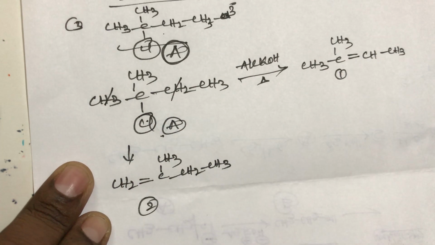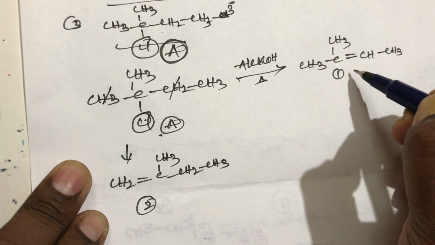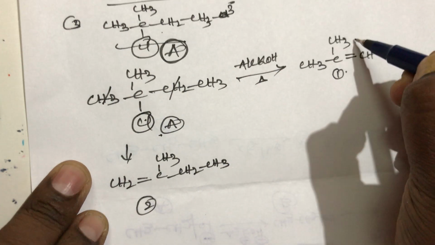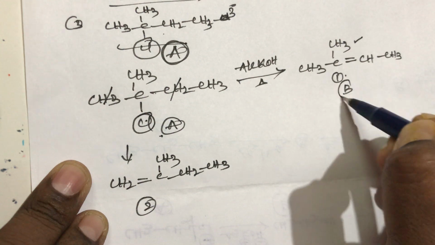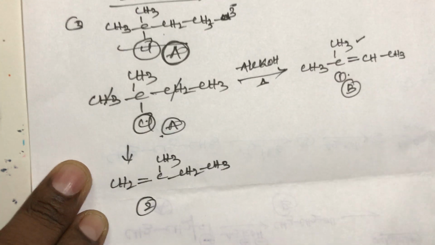Out of these 2, which one is the major product? We consider only the major product. Out of these 2, the first product is the major product. So this is the B compound. What is the reason, student, for major and minor? How to determine which is major and minor?